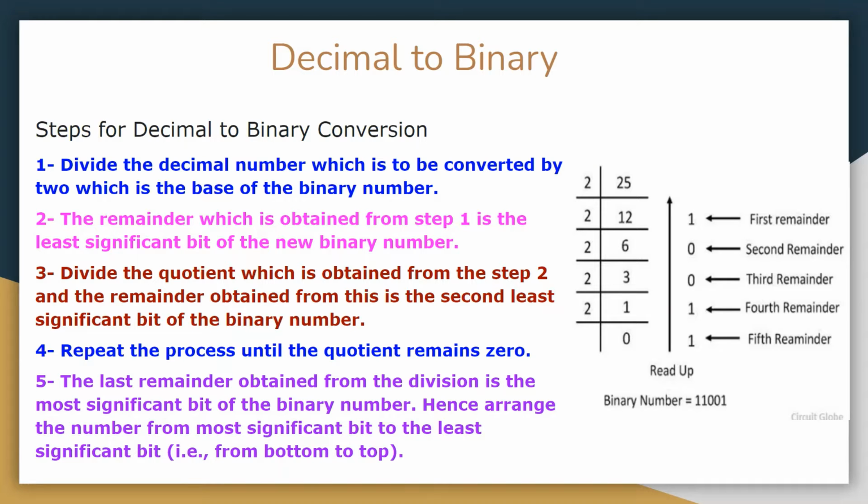How to convert the decimal to binary. Okay, how to convert a decimal number into a binary number. In the first step, we have to divide the decimal number by 2. That's the base of the binary number. That means 2 is the base of the binary number, so we have to divide the decimal number by 2.